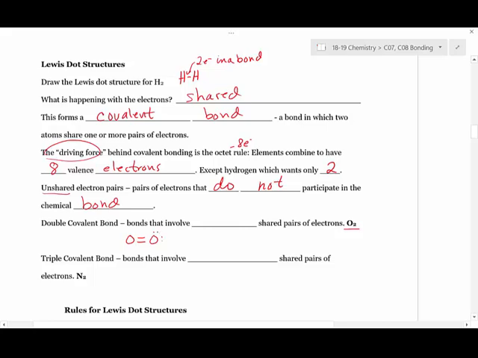Oxygen has what is known as a double bond. It is a bond that involves 4 electrons. Those are called shared pairs of electrons. So these are known as the shared pairs. That is a double bond.